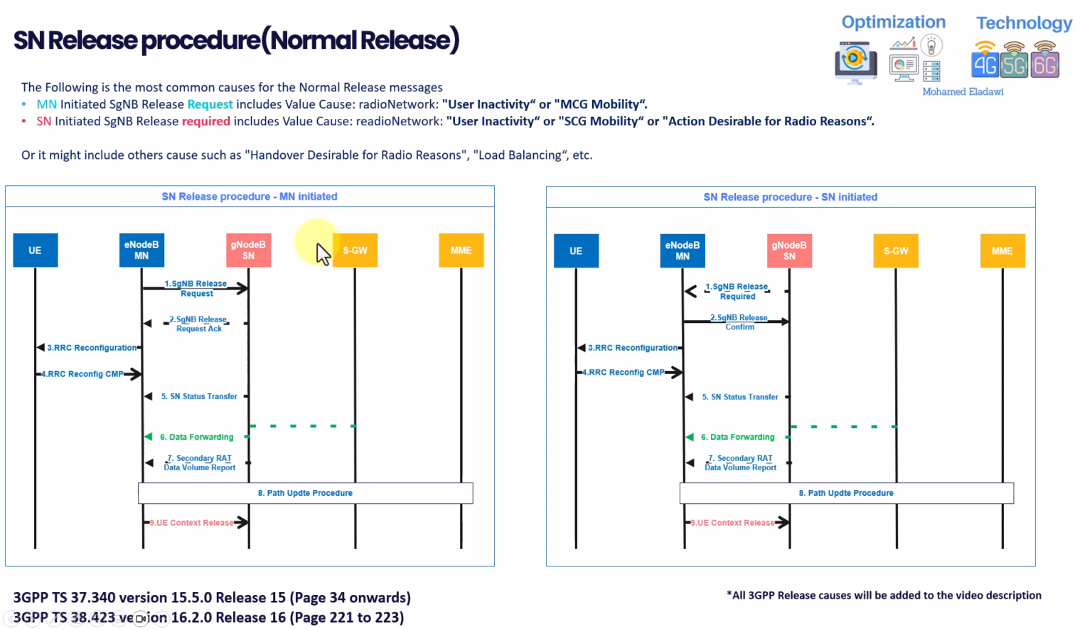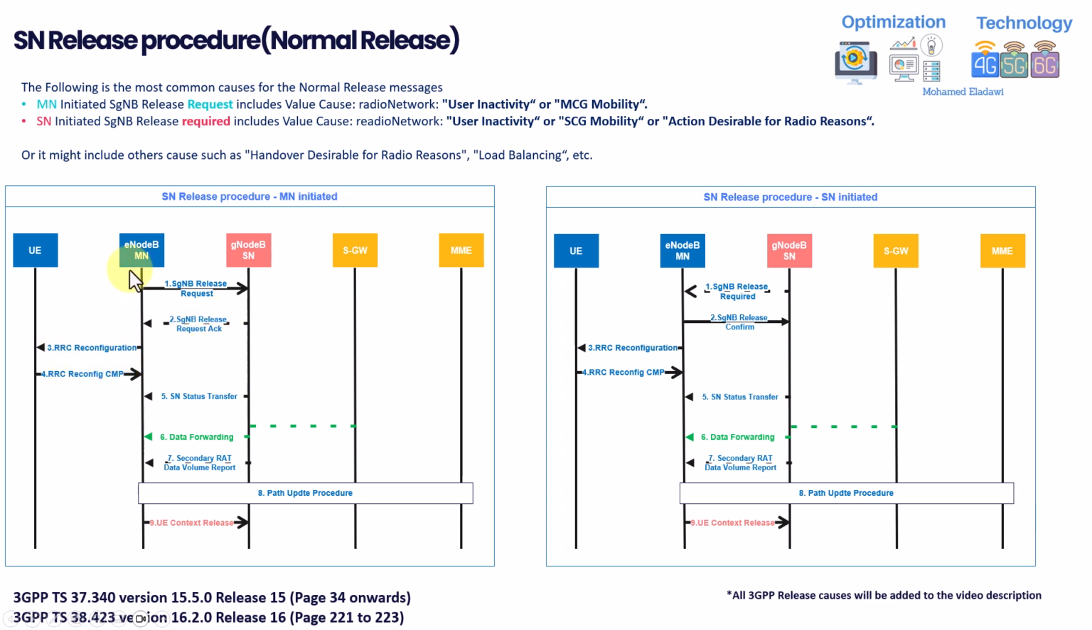So as you can see in the figure on the left, whenever the secondary release is initiated by the master node B, the master node B will be sending to the GNode B a secondary node B release request: I would like to release my secondary leg. So the GNode B will send the release request acknowledgement, and usually this acknowledgement contains the details like what kind of information needs to be deleted.